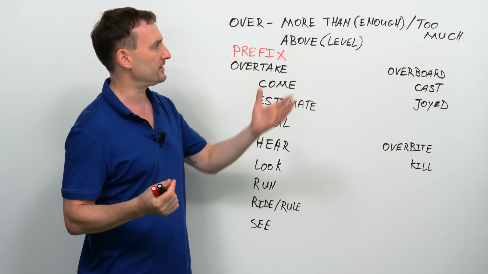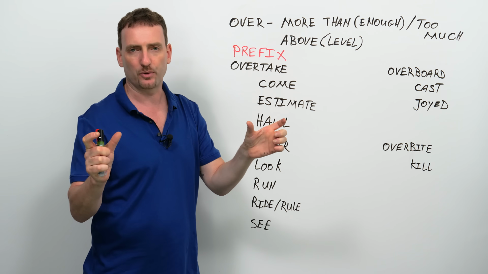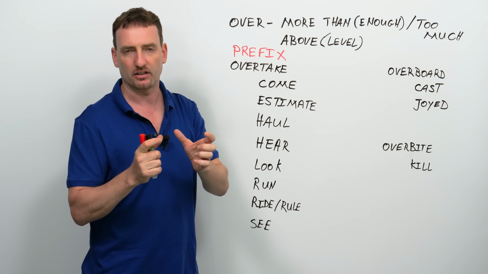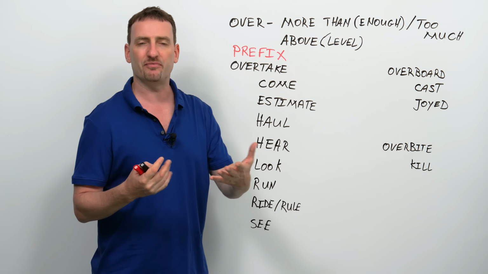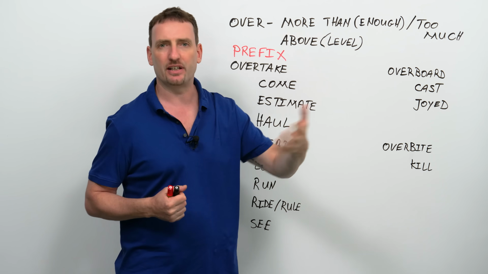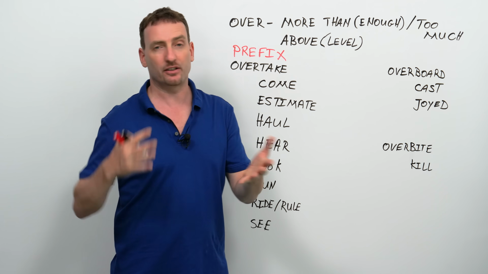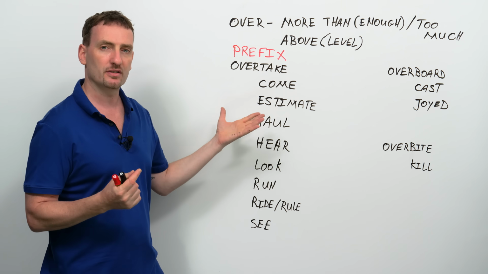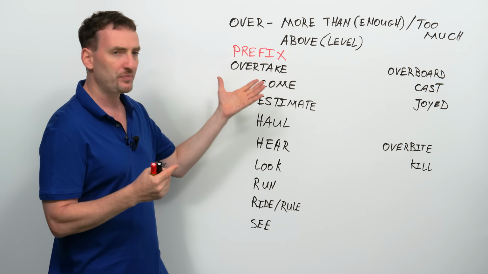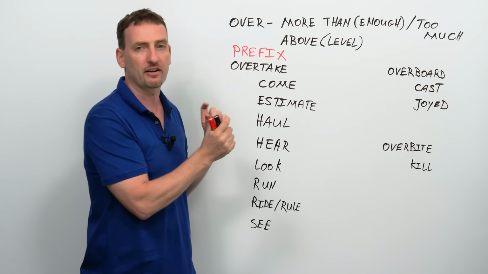In most cases, you can probably guess the meaning just by taking the word over and the second word and understand that they go together. For example, overachieve. If you overachieve means you're completing or achieving more than what is expected or more than what is standard. But sometimes you're going to get words that are joined with over that you can't really guess because they don't mean what the two parts mean.